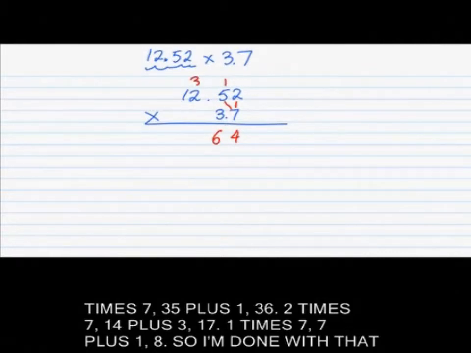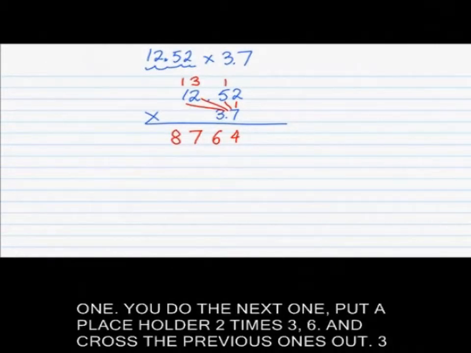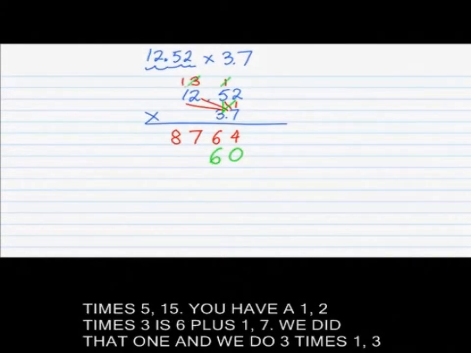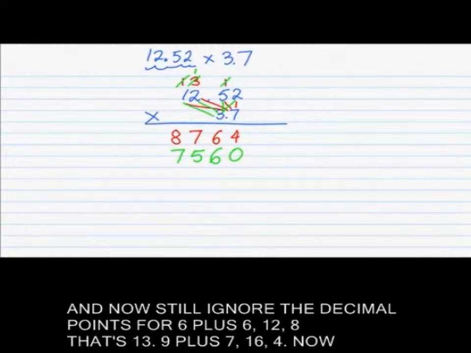2 times 7, 14 plus 3, 17. 1 times 7, 7 plus 1, 8. So I'm done with that one. We do the next one. Put a placeholder. 2 times 3, 6. And cross the previous ones out. 3 times 5, 15. You have a 1. 2 times 3, 6 plus 1, 7. We did that one, and then we do 3 times 1, 3, add.